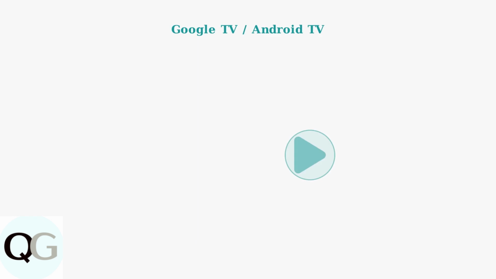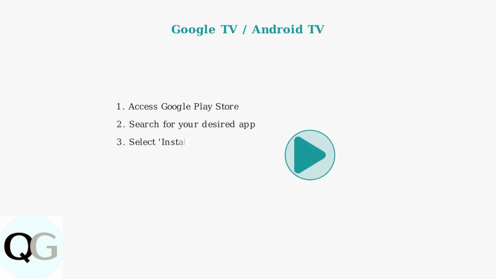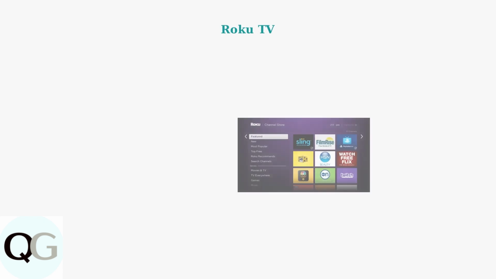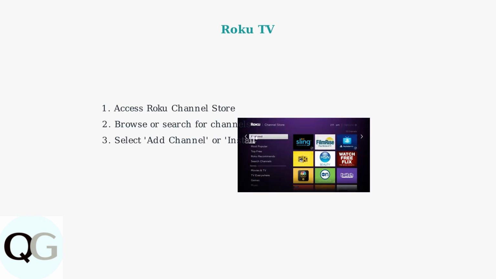For Google TV and Android TV, access the Google Play Store from your home screen. Use the search function to find your app, then select Install to download it. For Roku TV, access the Roku Channel Store. Browse through categories or search for specific channels, then select Add Channel or Install to add them to your TV.